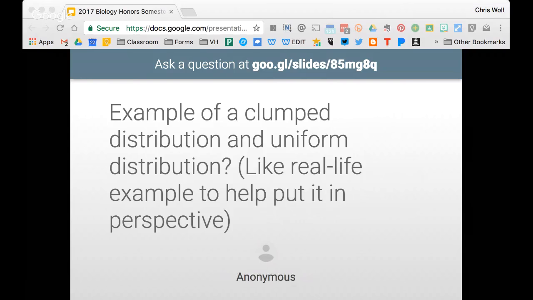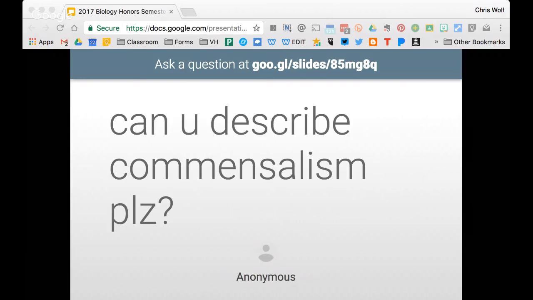Can you describe commensalism, please? Commensalism basically is one organism benefits and the other is not affected. Best example I can always think of is barnacles on a whale. The barnacles get moved from place to place, yet the barnacles don't hurt the whale and don't help the whale in any way. That is probably the best example of commensalism I can think of. One benefits, the other not affected at all.